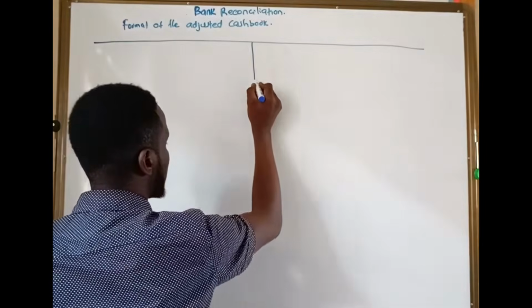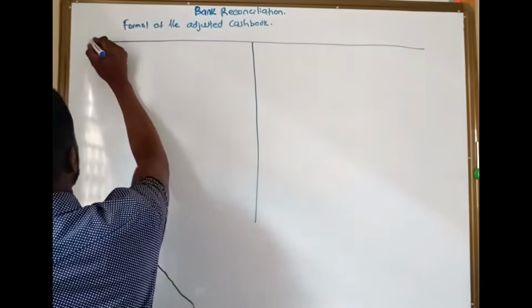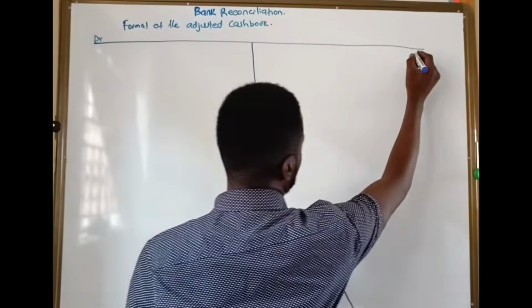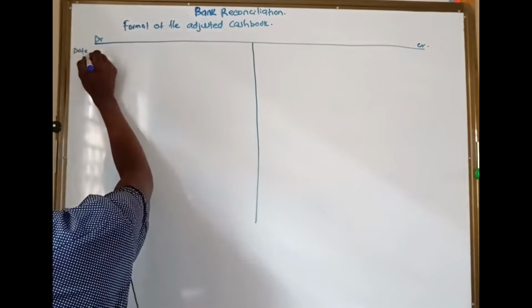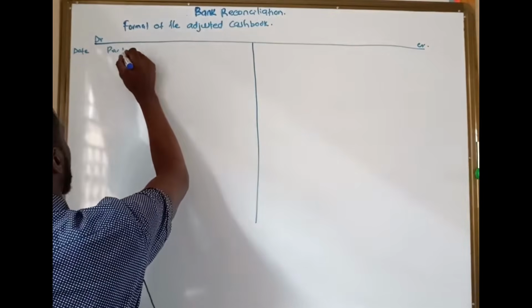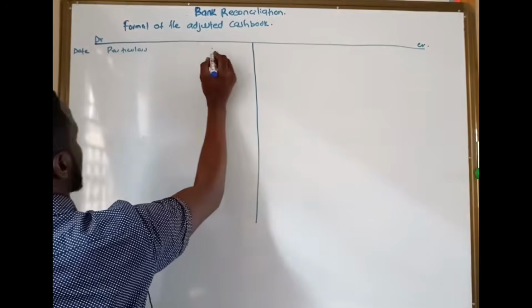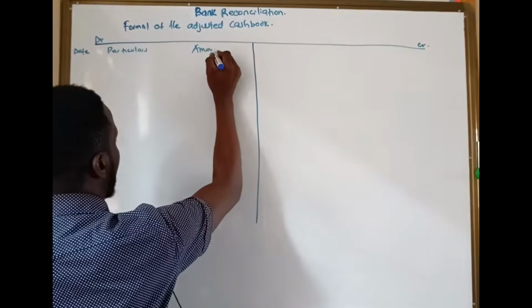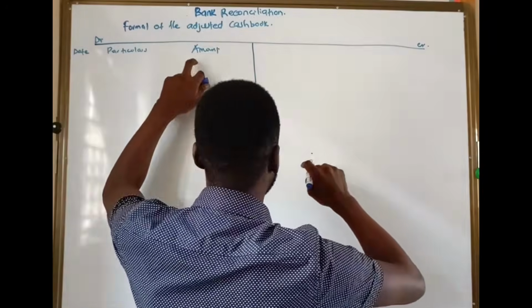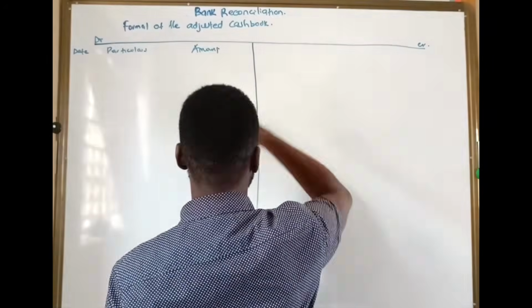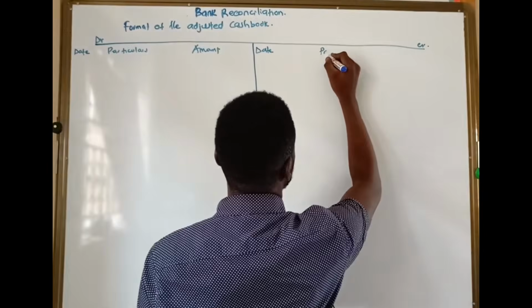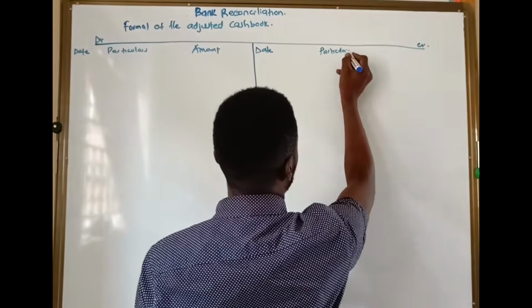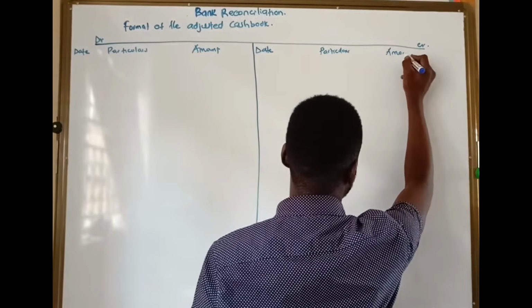Then, of course, we shall have our debit side and our credit side. Therefore, we shall have our particulars and we shall have the amount. Now, remember the amount, you're only using the bank column. The same on this side, our particulars, and we shall have our amount.